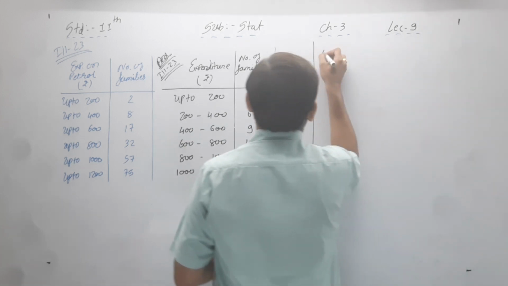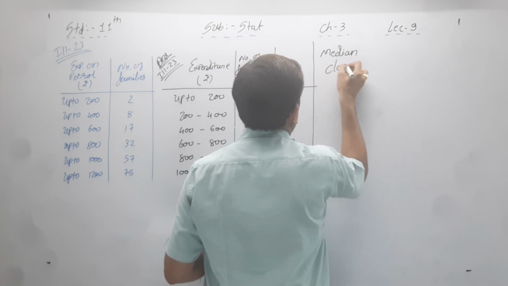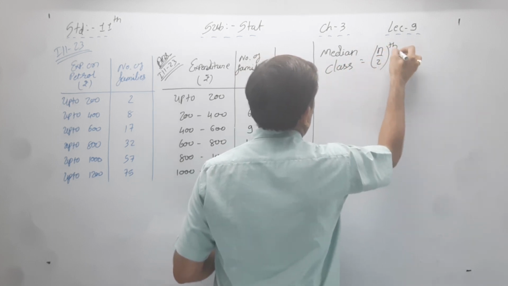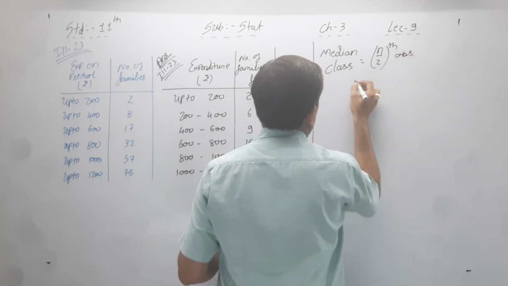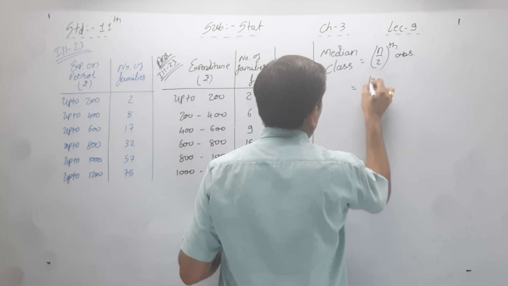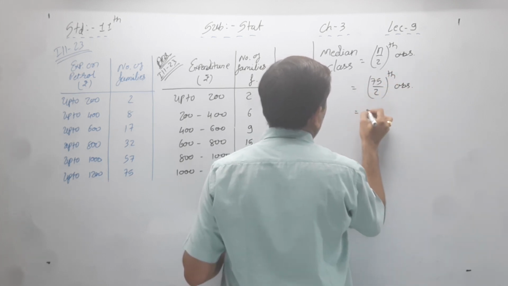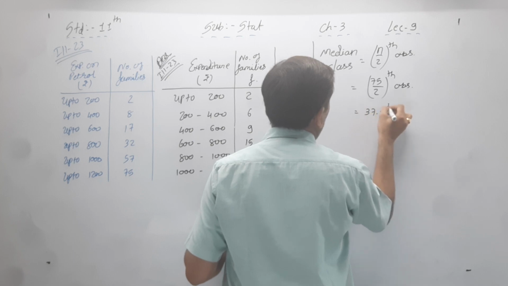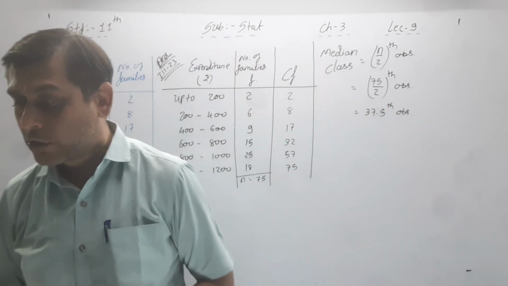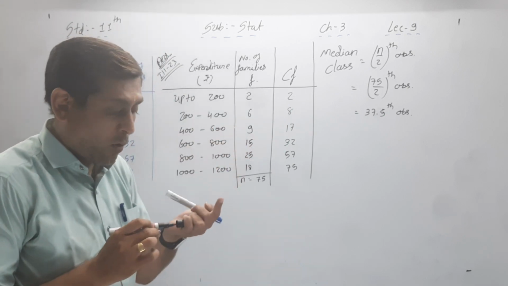Okay, first of all you have to find out the median class. That is n by 2nd observation. N is equal to 75, divided by 2. 75 divided by 2 observation, that is 37.5 observation. And see that 37.5 observation lies between what?